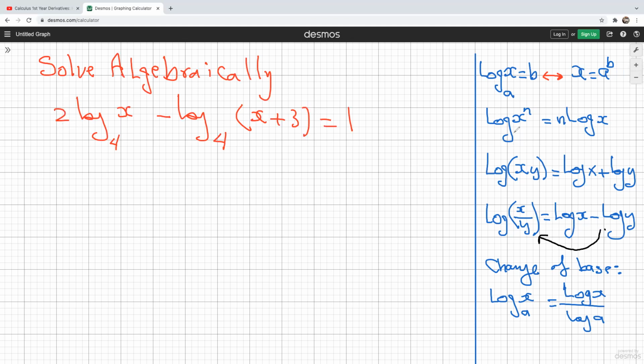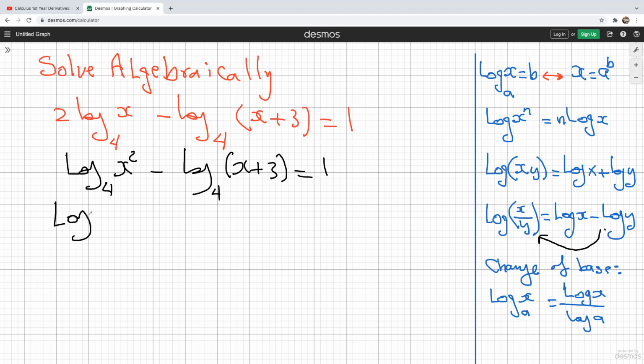So the first thing, we're going to use this rule right here and make this into log base 4 of x squared minus log base 4 of (x plus 3) equals 1. Now we could apply this rule. When we have minusing, we could change it to dividing. So it'll be log base 4 of brackets x squared over (x plus 3). That's a square there, let's make it a little bit more obvious.